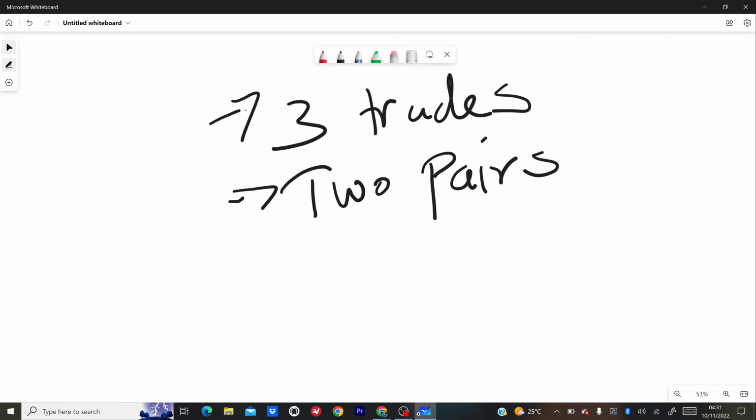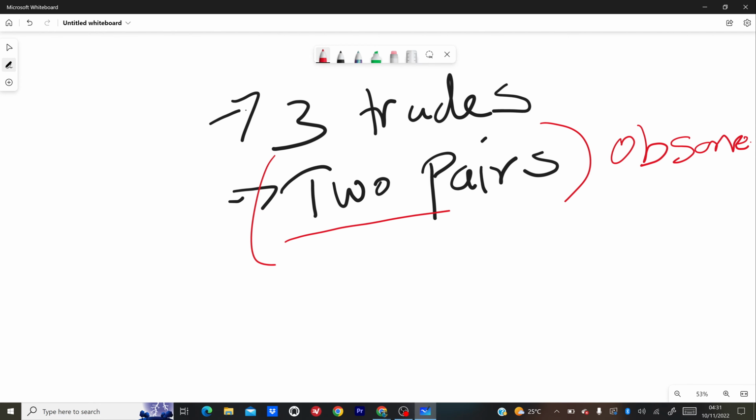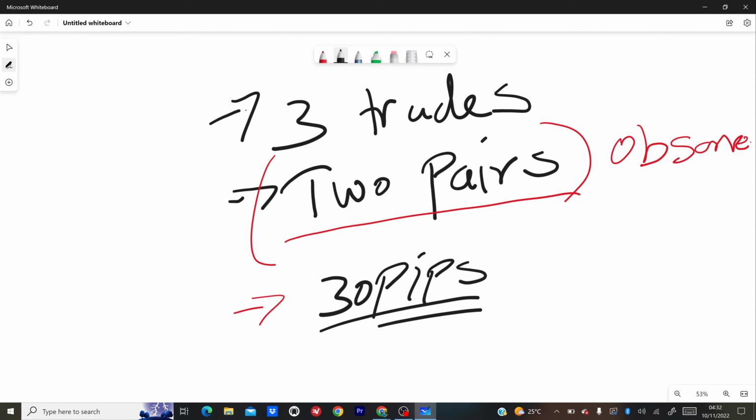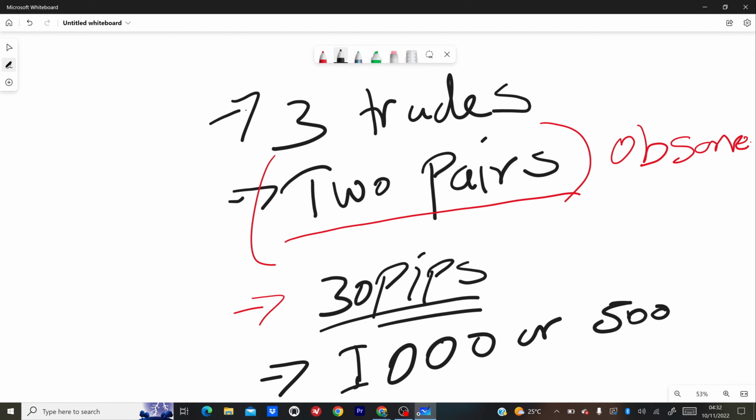Make sure that you always know these pairs. The only thing I always say is that even if you are not trading, make sure you always observe these pairs, so that you become familiar with them and can monitor their behavior. The third thing is the pips that we need. We need at least 30 pips. Our capital will be $1,000, or if you have $500, then you can be ready to make that amount.